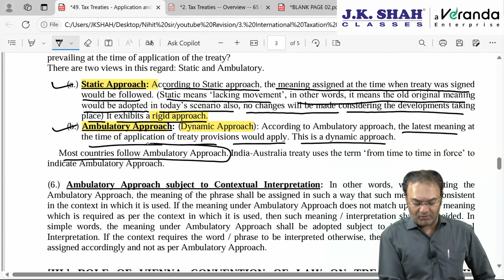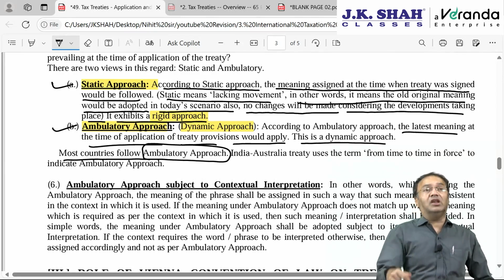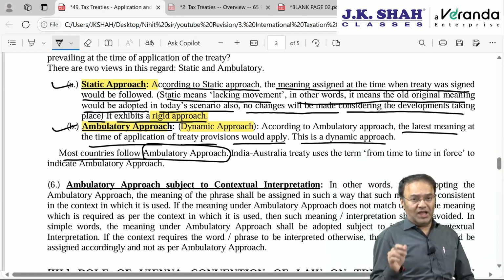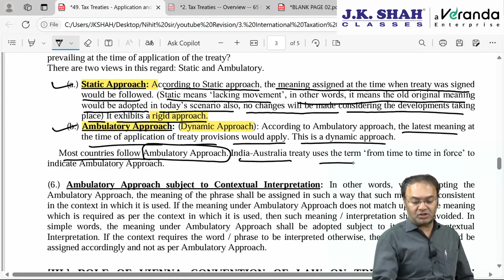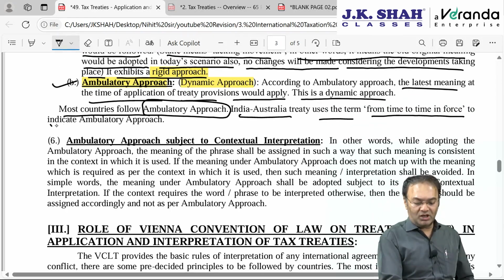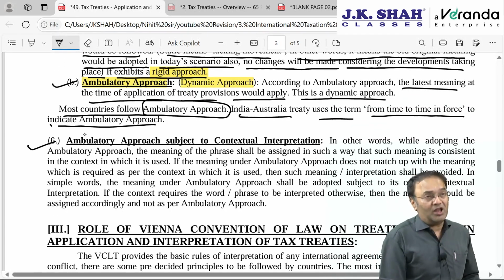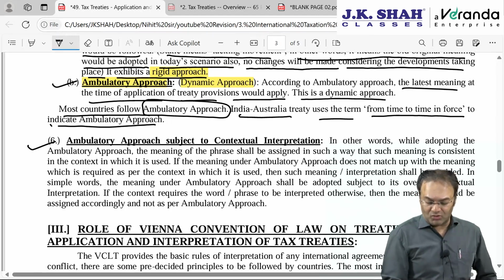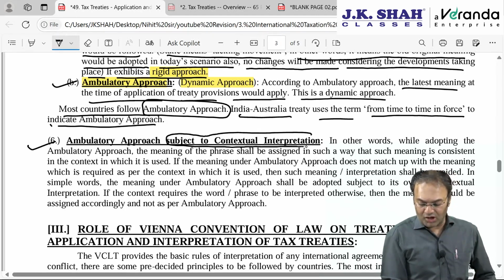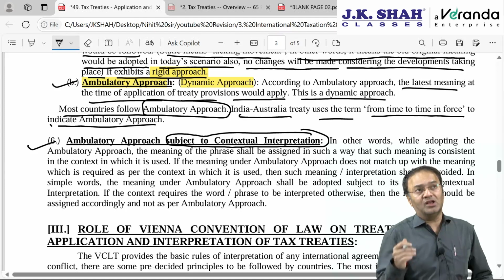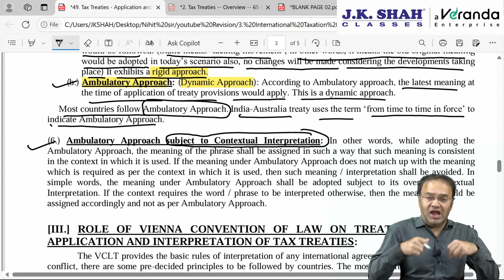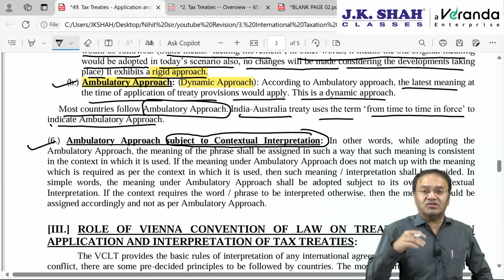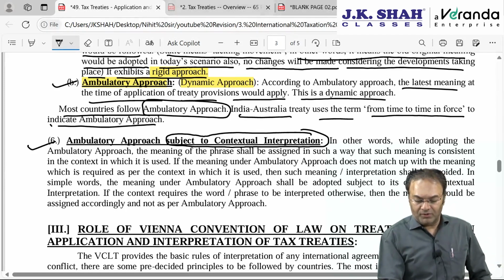Most countries follow the dynamic approach, and India, to exhibit its dynamic, ambulatory approach, uses in its treaties, the India-Australia treaty for example, the term from time to time in force. Using such wording, from time to time in force, indicates ambulatory approach. But the ambulatory approach, next point, should be subject to contextual interpretation. Contextual interpretation means it should not so happen that while following the ambulatory approach the meaning entirely gets distorted. You come out with some different interpretation, that should not happen.